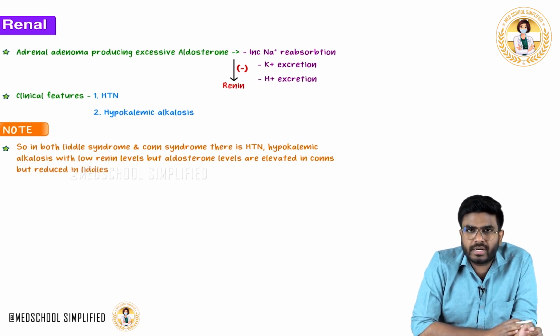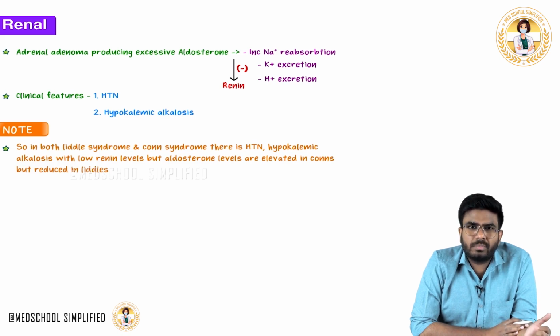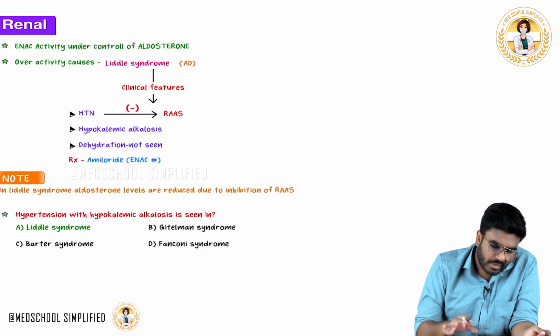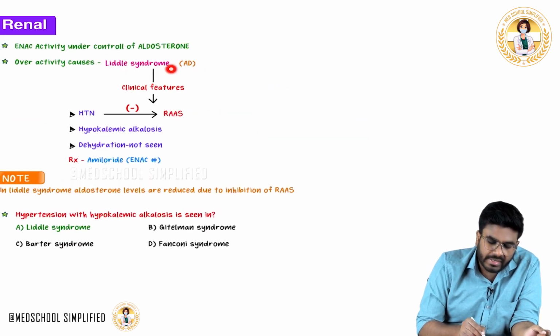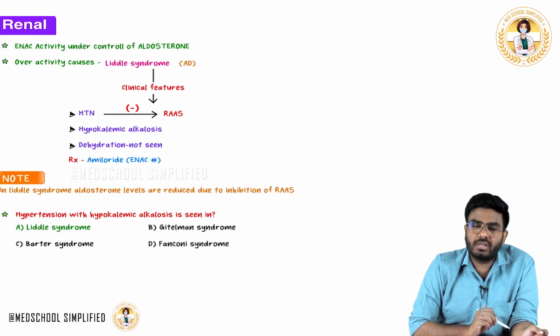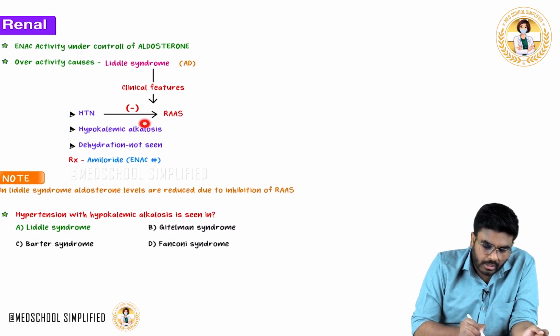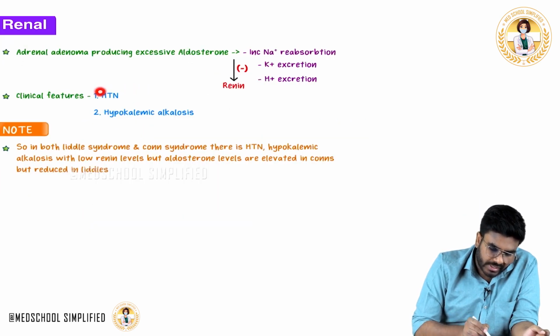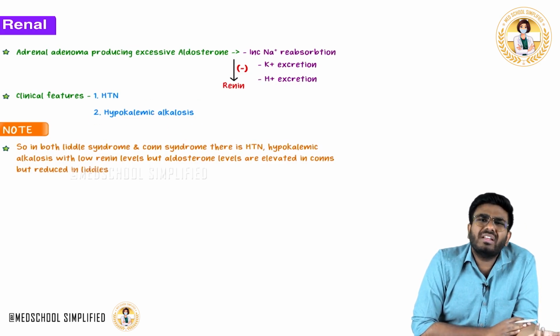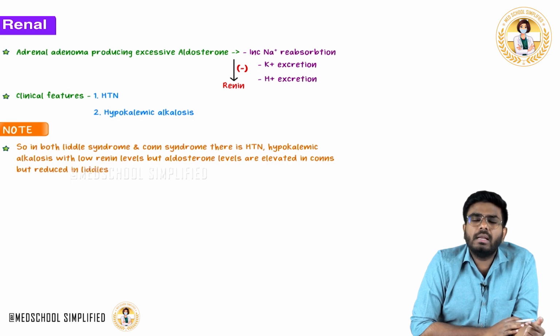Now if you are a really good student, you should get a little doubt inside your mind. Previously, what have we discussed? We have discussed a syndrome called Liddle syndrome. Even in Liddle syndrome, the patient has hypertension, hypokalemia, alkalosis. Even now we are discussing a condition with hypertension, hypokalemia and alkalosis. So then what is the difference between Liddle syndrome and Conn syndrome?